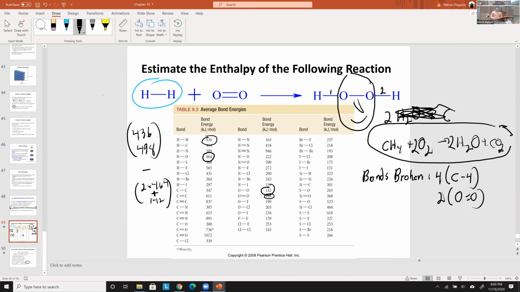The reason I wanted to do another example is because I wanted to show coefficients. You have to take every single bond in the reactants, add them up, minus every single bond in the products after it's balanced. That is the whole picture. That's going to be minus the bonds formed, 2 times an H2O. Each H2O has 2 OH bonds, but there are 2 of these molecules in the equation. So that means there's going to be 4 OH bonds. Does that make sense?